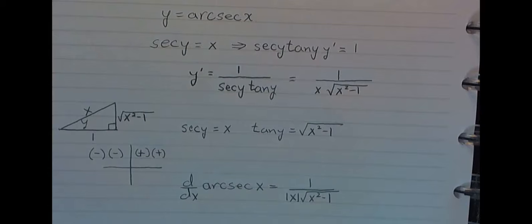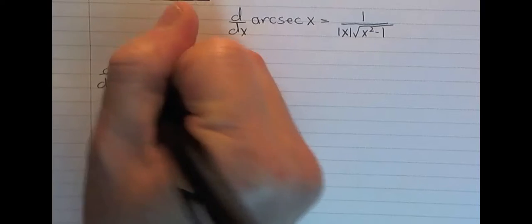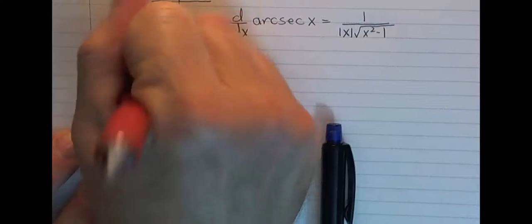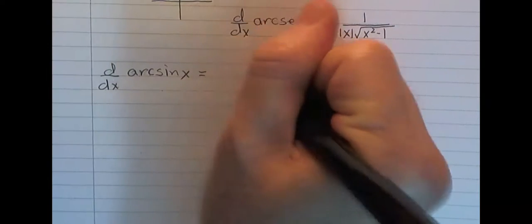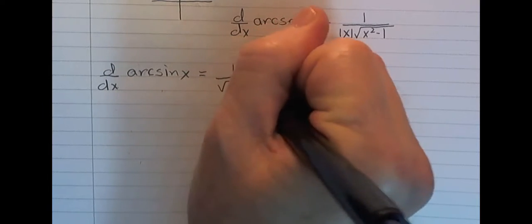Now, let me tie all of these together. We've looked at the derivative for tangent, sine, and secant. Let me just go this way. I'm going to do sine. Whoops, I've been using arc sine. So let me, okay, so we've got arc sine. And remember, that's 1 over the square root of 1 minus x squared.